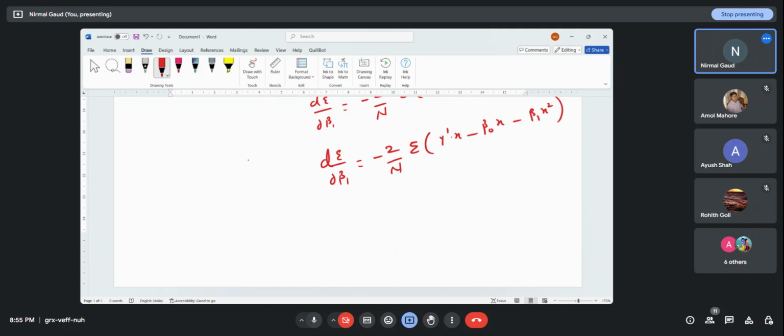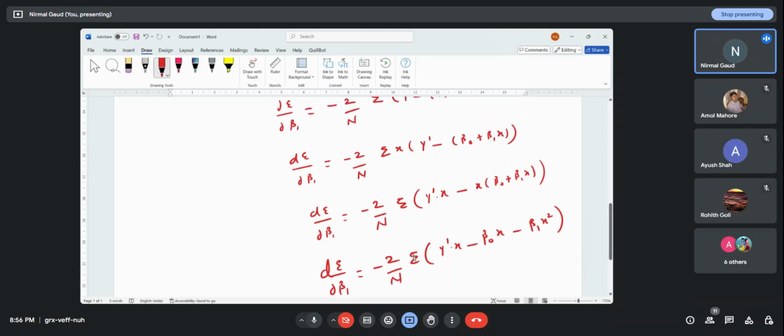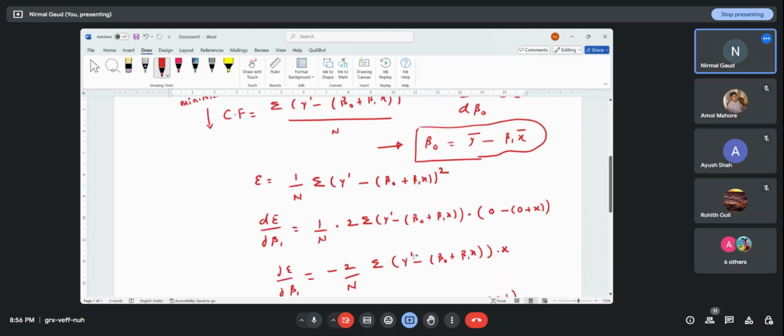Or shall we take summation inside, divide by n? This thing also we do have as an option. Summation is still present outside. Either we can put the value of beta naught here first, and then because we have to do something with the summation.